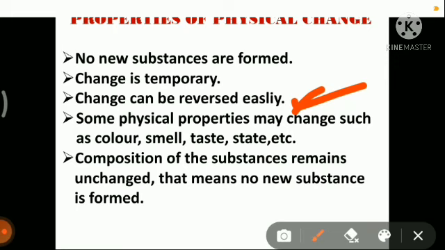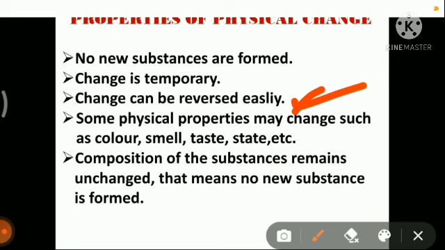Similarly, if we dissolve some salt or sugar in water, once it dissolves, we can see that the taste of the water changes. If we dissolve salt, then the taste of the water will be salty. If we dissolve sugar, then the taste of the water will be sweet.